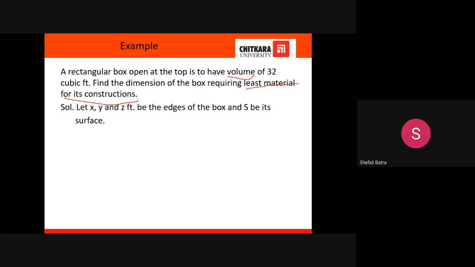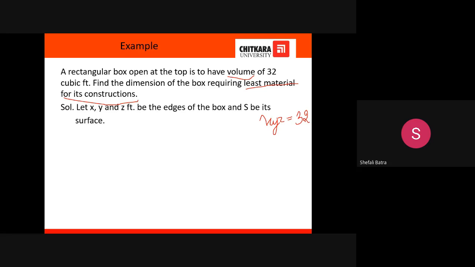So let x, y, z be the edges of the box and S be its surface. Now this is a rectangular box, so you tell me, what is the volume of a rectangular box? Yes, length into breadth into height. So here, length, breadth, height, we have supposed x, y, z. So I can write xyz is equal to 32.